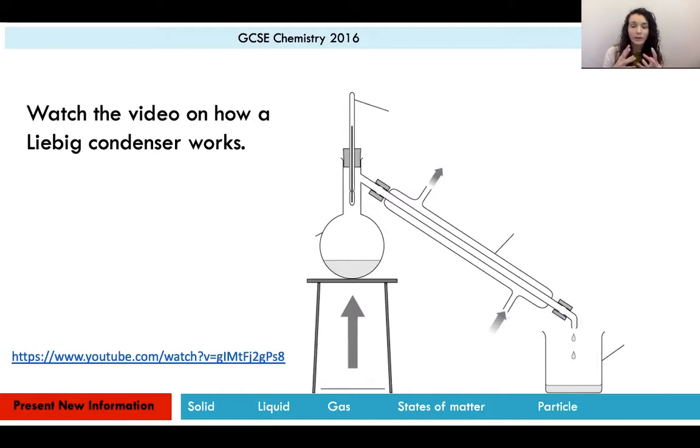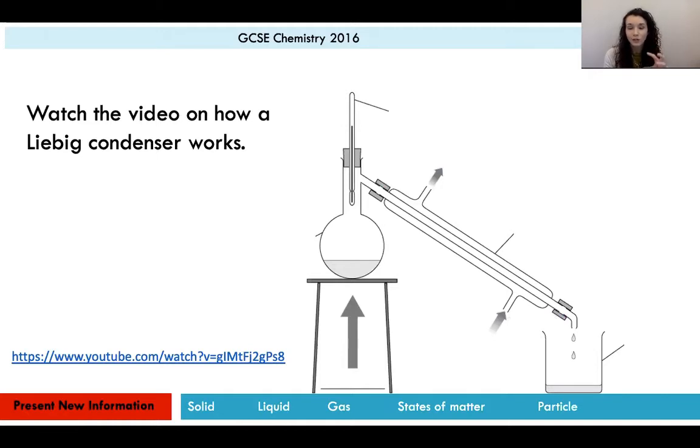So for example, if you had a mixture of salt and water, so like seawater, so say you had a cup of seawater, you wanted to separate out the water from the salt in that mixture, then you could use this apparatus and you could use the process of simple distillation to do that. So in a moment, we are going to watch a video which explains how the process of simple distillation works.